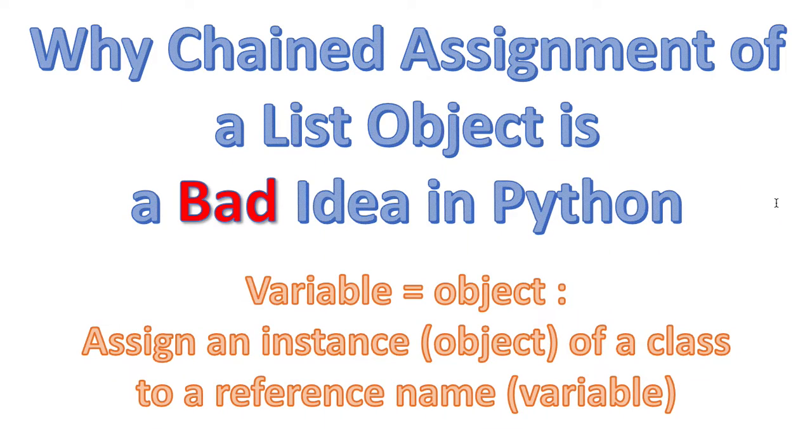Hello everyone and welcome. Today I would like to talk about why chain assignment of a list object is a bad idea in Python. This expression here, variable equal to object, is an assignment. Critically, this equal symbol means assignment. It means assign an instance, which is the object of a class, to a reference name, which is a variable.